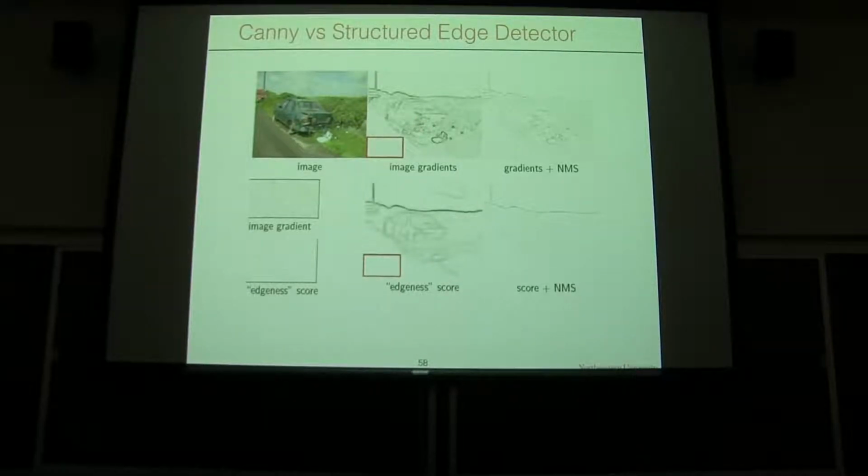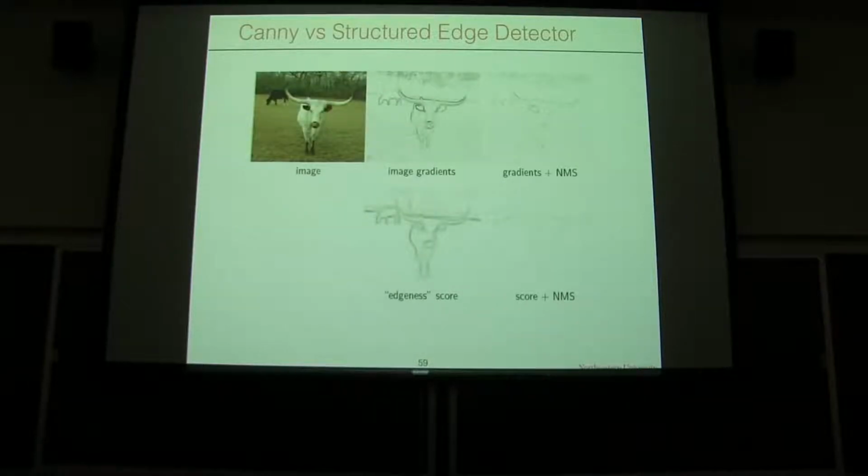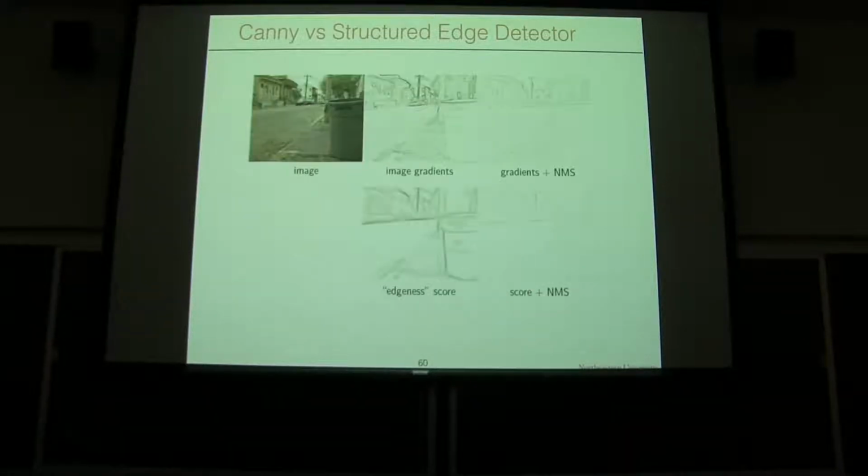So here is this region over here. This is what the image gradient looks like, and this is the edginess score. So here basically you see nothing, because there's nothing really important in the scene. Okay, here are the cows. Again, this is the edginess score, and this is using non-max suppression after that. This is an image again. These are the gradients and the non-max suppression. This is the score. This is non-max suppression.